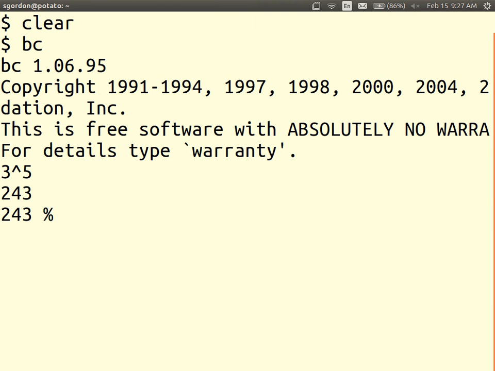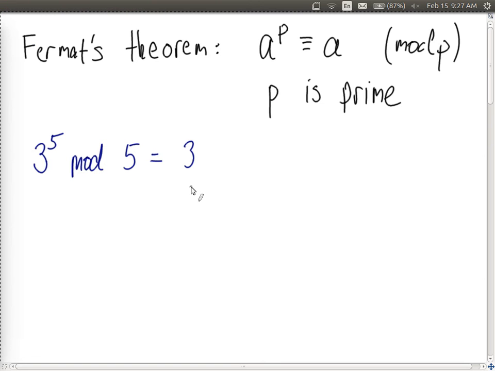243 mod 5, 3. Okay, just confirm that 3 to the power of 5, we could calculate this because it's such a small number. So that one checks. Maybe calculate this one manually.